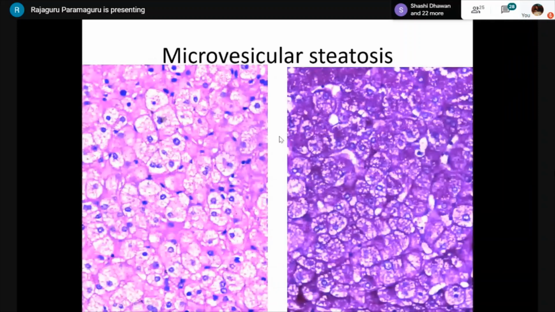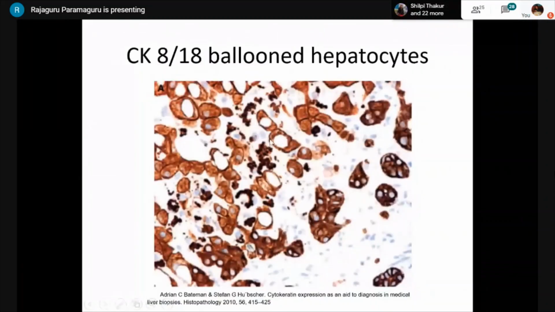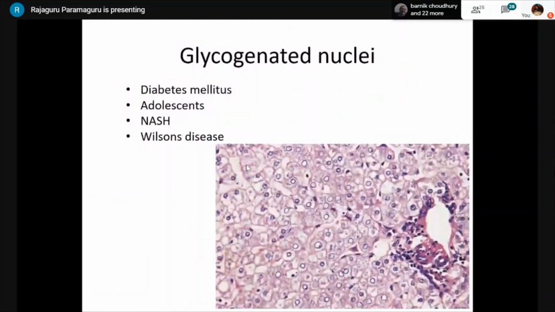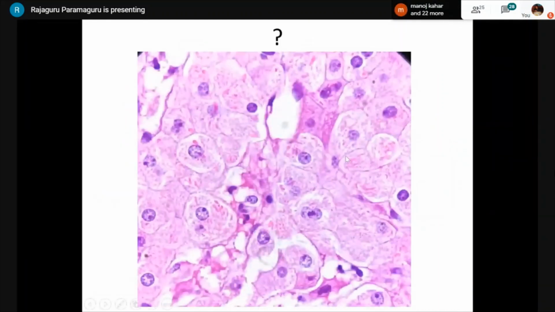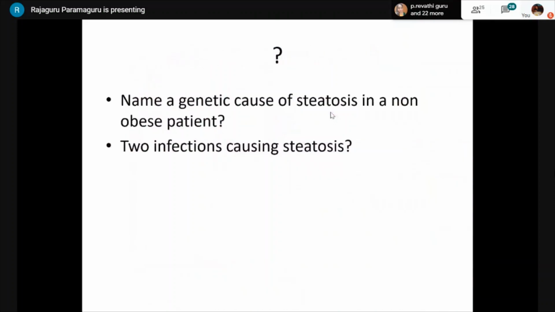When you do a CK8/18 staining, like here, you are able to see the positivity of the hepatocytes, brown stain, and the Mallory hyalins are also stained here, but the hepatocytes have not taken, the cytoplasm have not taken the stain. Even the bile ducts have taken the stain, but the hepatocytes which contain the Mallory hyalin, the ballooned hepatocytes, have not taken a stain. If the doctor has missed out the previous session, this is megamitochondria, which you will frequently see in alcoholic hepatitis. You can also see that in non-alcoholic hepatitis, and in Wilson's disease also.